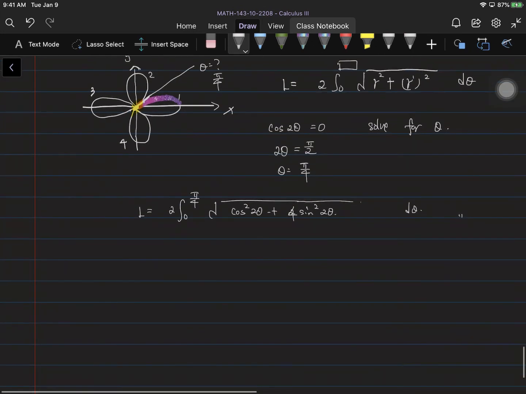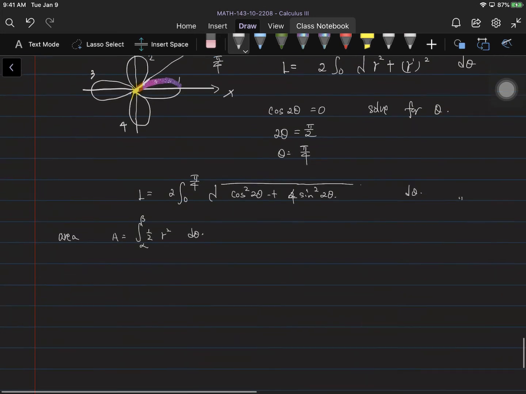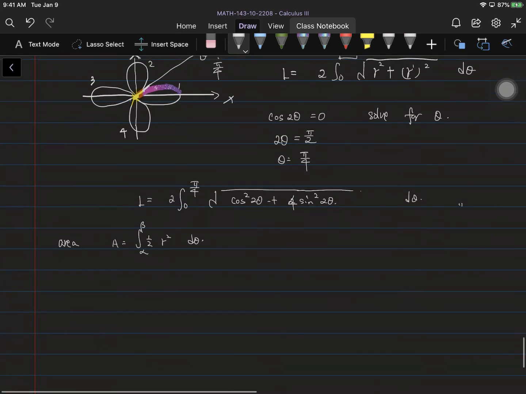Let's have a quick review of the area. If we want to find the area, what's the formula? 1/2 r squared d theta, from alpha to beta, right? That's the formula. And for this case, we can do the same thing: double the area from 0 to pi over 4. And what is r squared? Cosine squared 2 theta d theta.